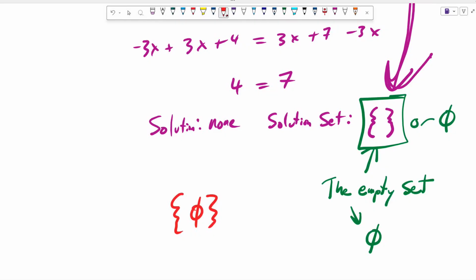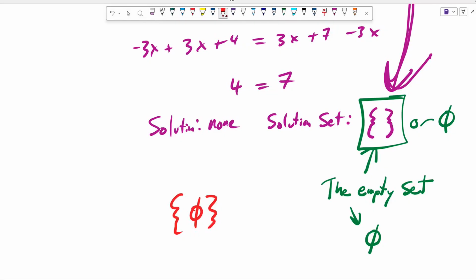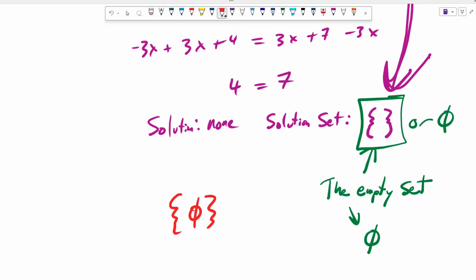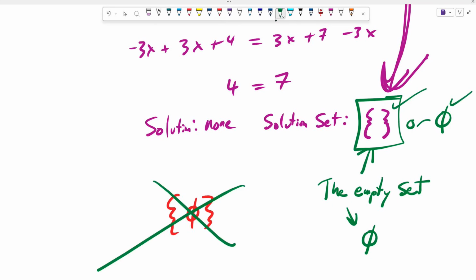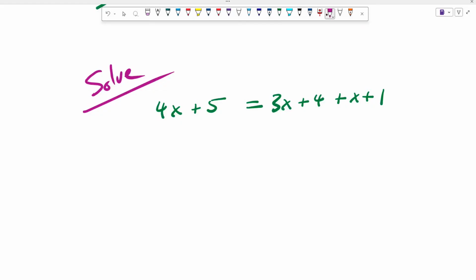Is this the empty set? No. Definitely not. This is not empty. It contains another set. The set containing the empty set is definitely not the empty set. So don't ever write this. Terrible. You could either write this or write this. Don't put one inside the other.